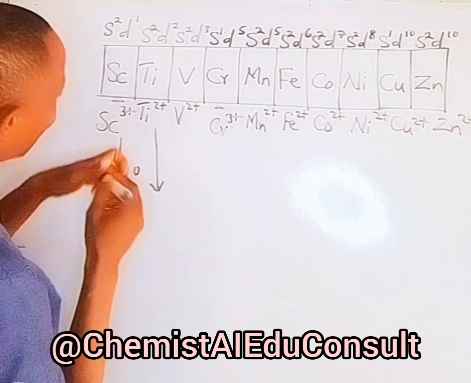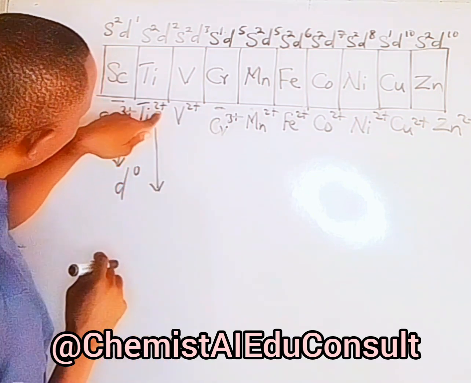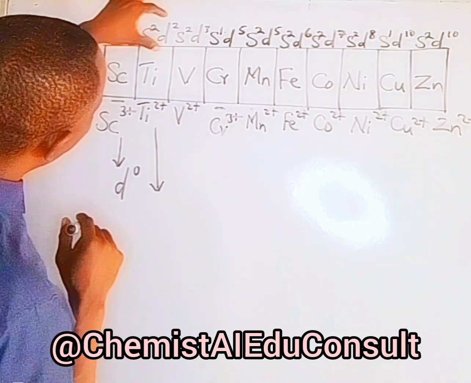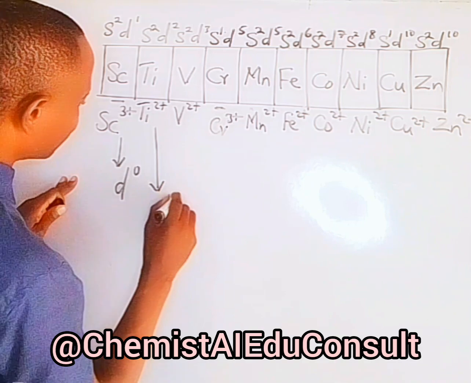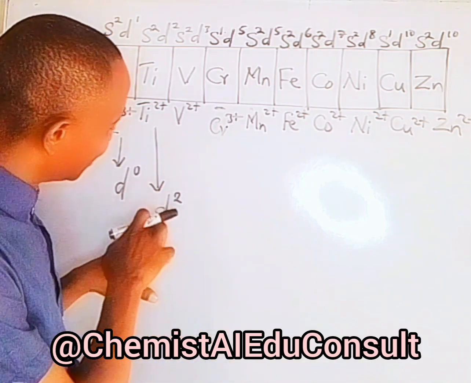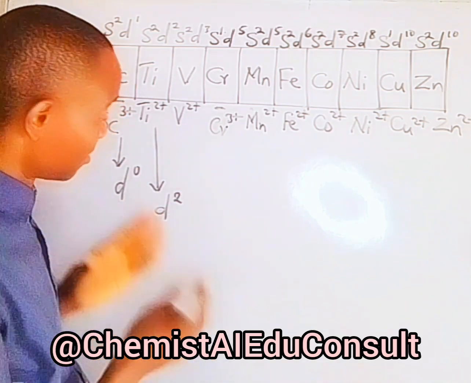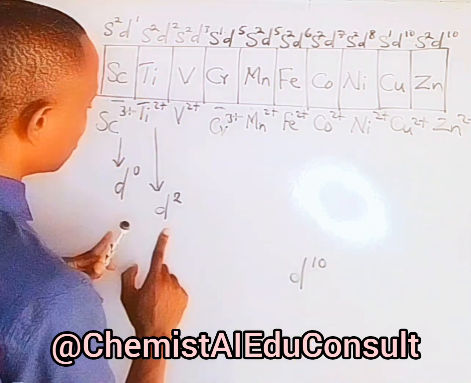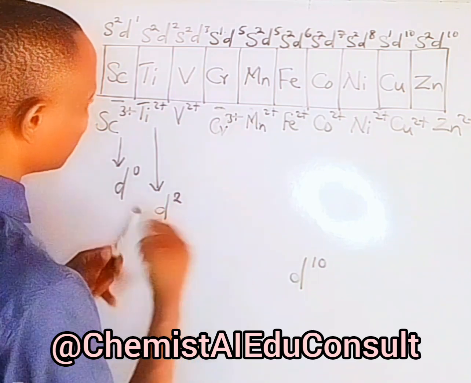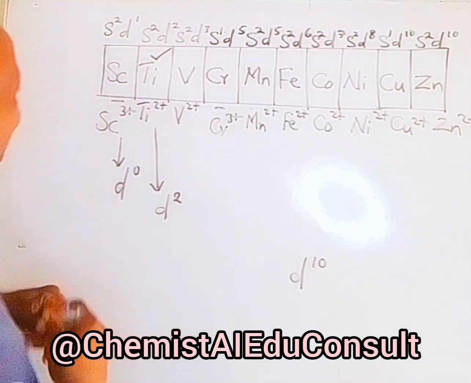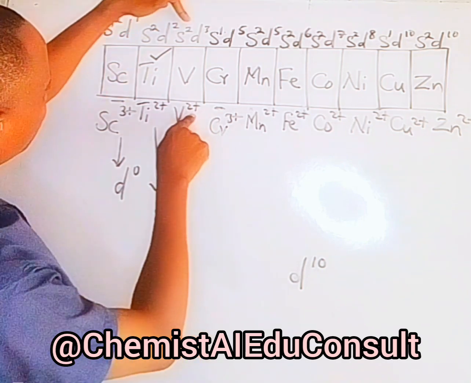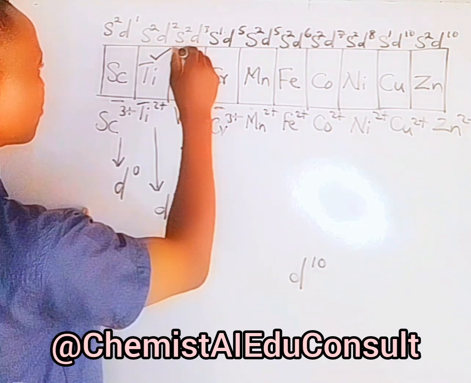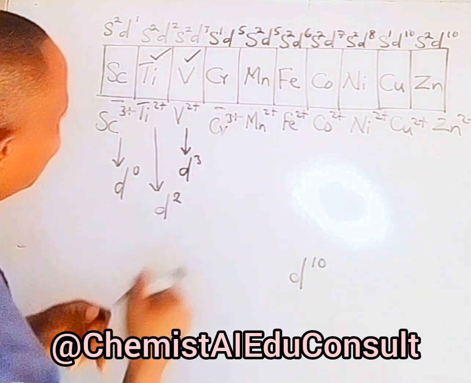Now let's go to titanium. Titanium 2+, the 2+ here signifies that 2 electrons have been lost from s orbital, meaning that we have d2 remaining. This d2 shows that the d orbital is partly filled with electrons. Remember, for d orbital to be complete, it must have 10 electrons. So d2 means that d orbital is partly filled. Therefore, titanium is a transitional element. Vanadium, after losing 2 electrons from s orbital, we have d3 remaining. Therefore, vanadium is a transitional element.